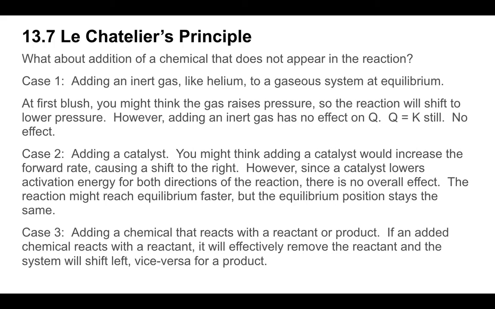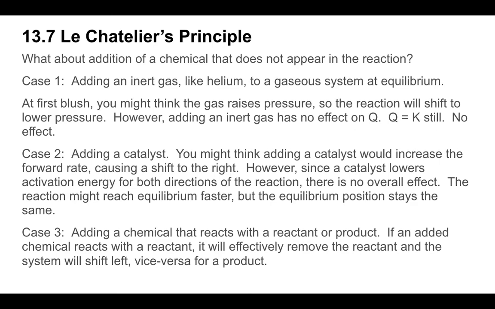Now, what about adding a chemical that's not a reactant or a product? Let's look at some cases of doing that. Let's say we added an inert gas like helium to a mixture of, say, nitrogen and hydrogen and ammonia. Well, at first glance, you might think, well, adding helium raises pressure, so the reaction shifts in the direction that lowers pressure. But you need to think a little closer about why the reaction shifts. The reaction shifts because the concentrations change, not because the overall pressure changes.